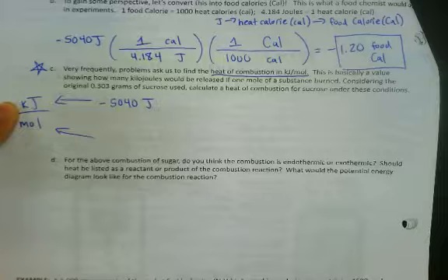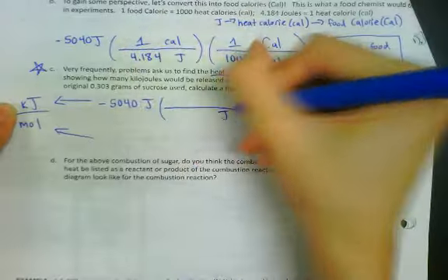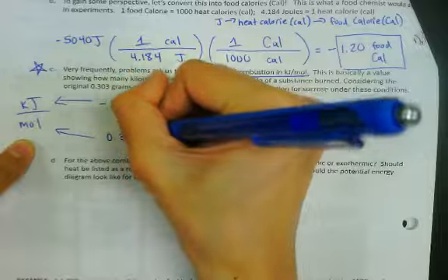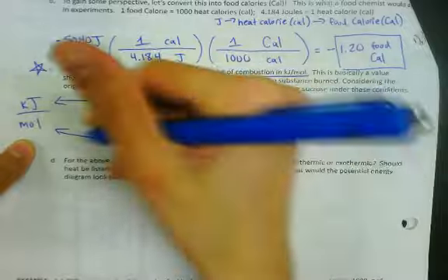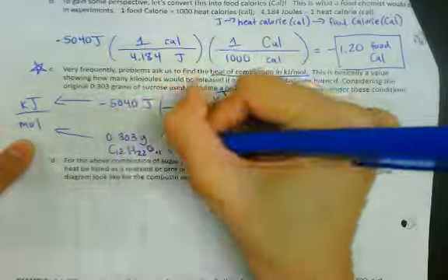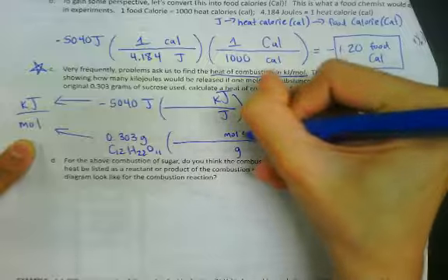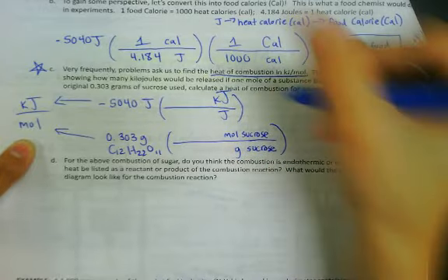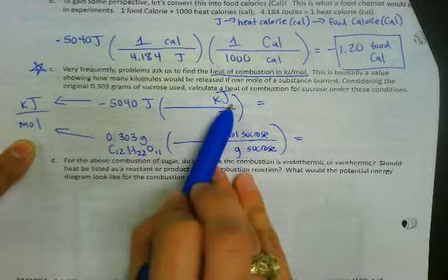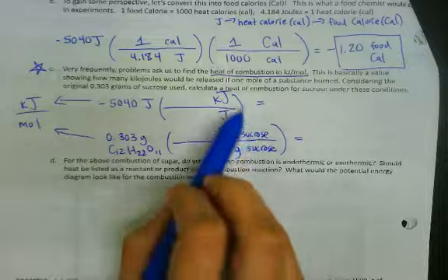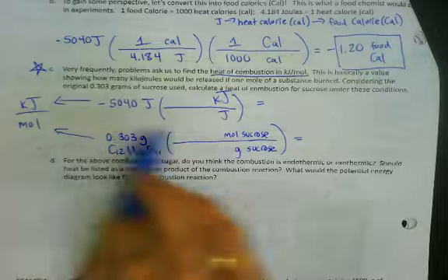convert your number of joules to kilojoules. You're going to have to go from joules to kilojoules. And you're going to have to go from grams. So you had 0.303 grams of sucrose, which is C12H22O11. So you will have to convert your joules to kilojoules and your grams of your substance to moles. Once you do that, you can take the kilojoules and divide it by moles to figure out your heat of combustion.